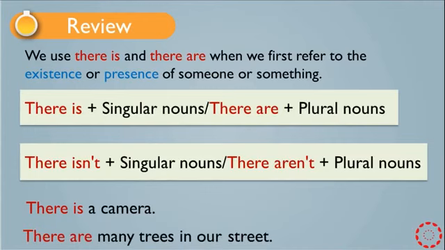Look at that sentence. There are many trees in our street. Again, that sentence is a positive one. We used there are. Why? Because trees, again, is a plural noun. But when we change that sentence to the negative one, we will say what? We will say there aren't any trees in our street.